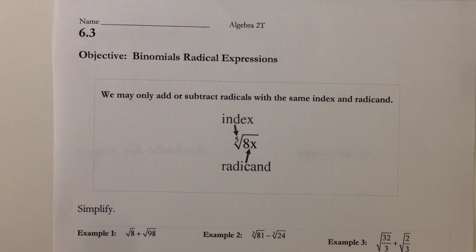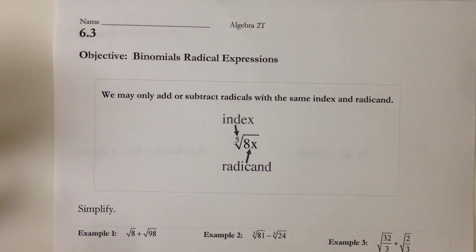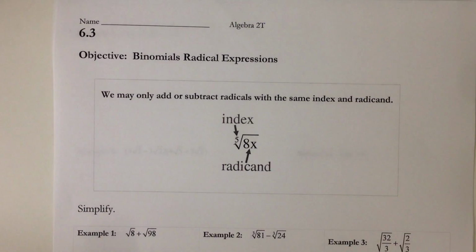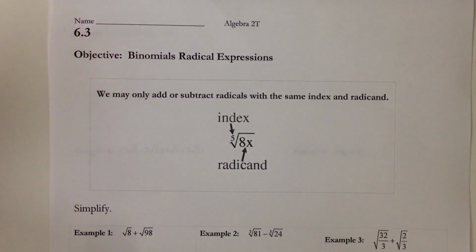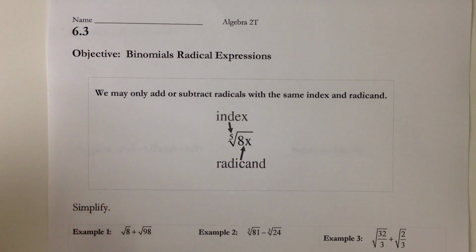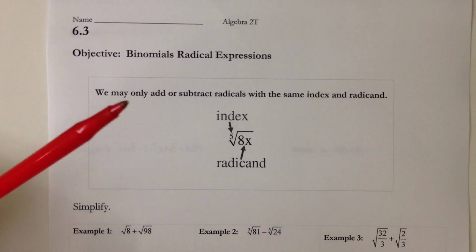Alright guys, in 6.3 we're going to be working with binomial radical expressions. We're going to be looking at adding them, subtracting them, multiplying them, and then eventually, the last one, dividing them.